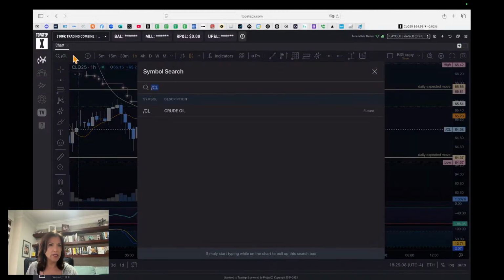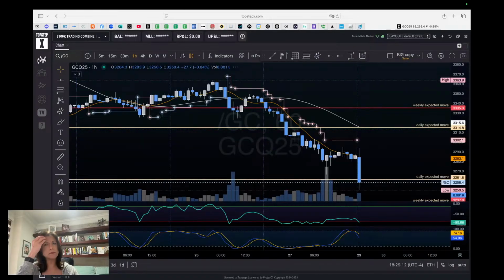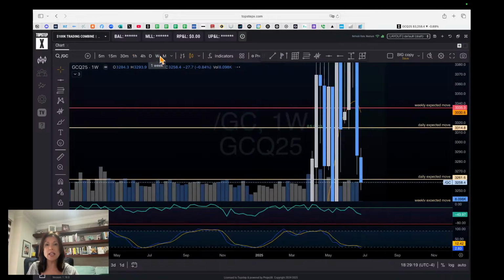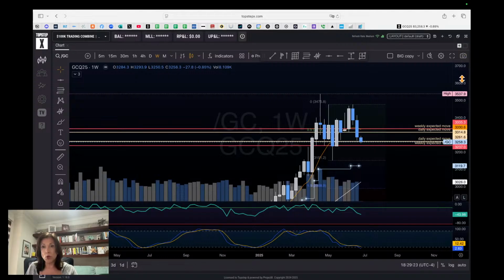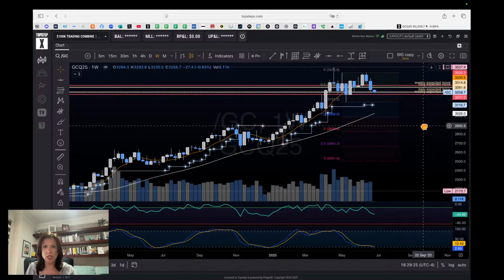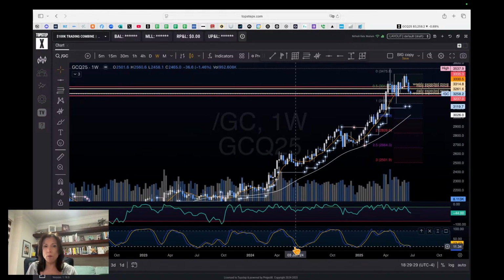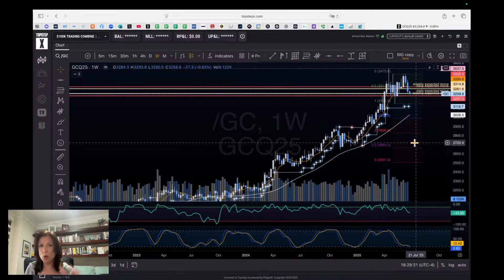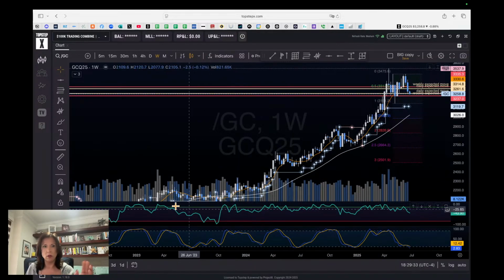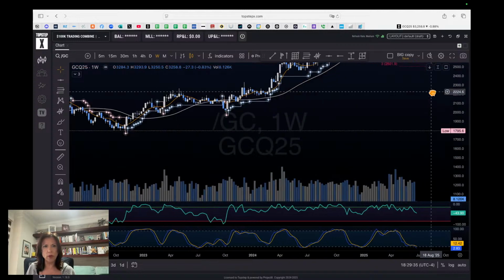All right, let's go to gold. All right, gold having a nice sell-off, but let's take a look at what's really happening here. Okay, so here's the storyboard with gold, and this is gold on a weekly chart. And we're going to see this storyboard just by what we're looking at. First of all, big move up. Let's go all the way down here.